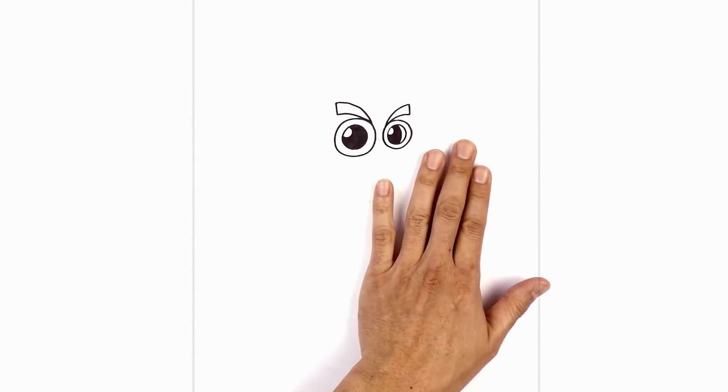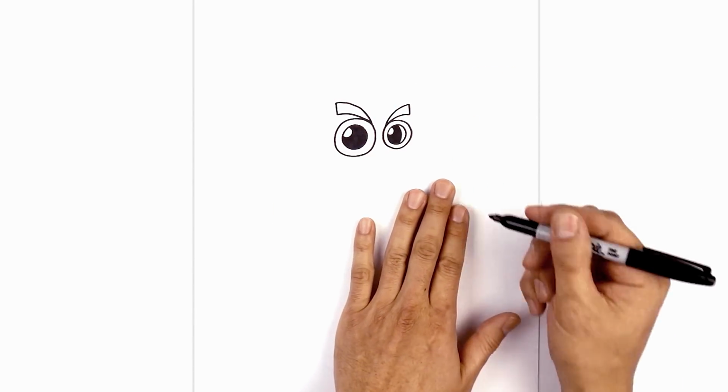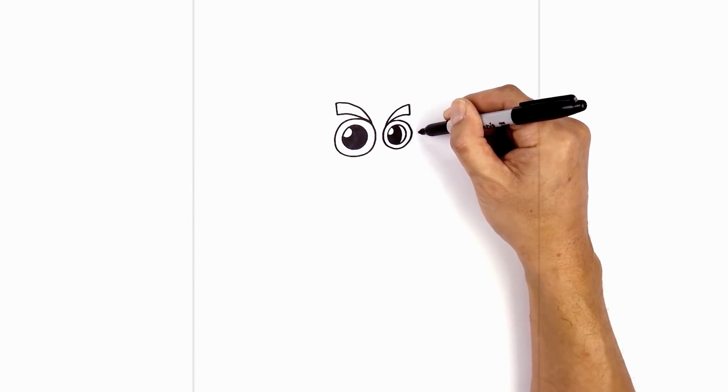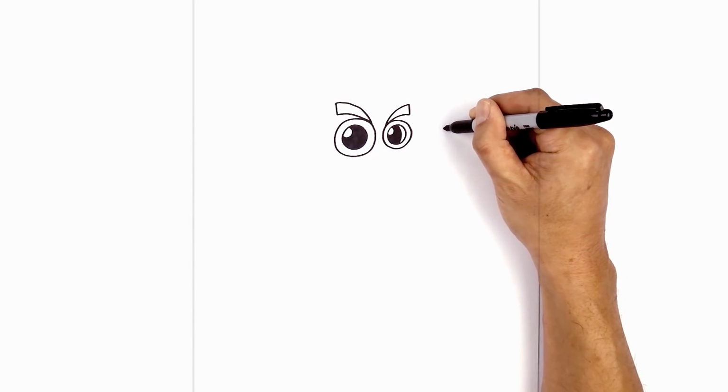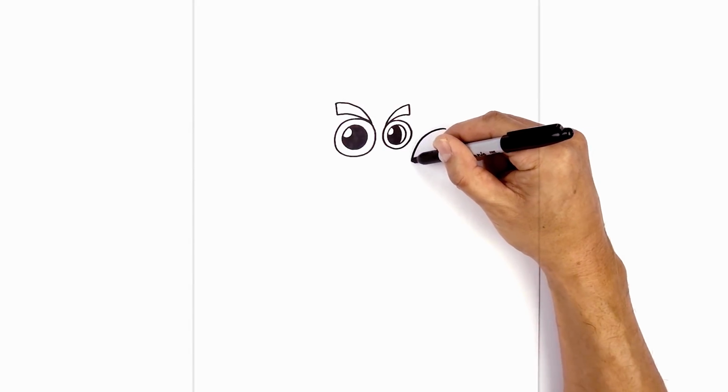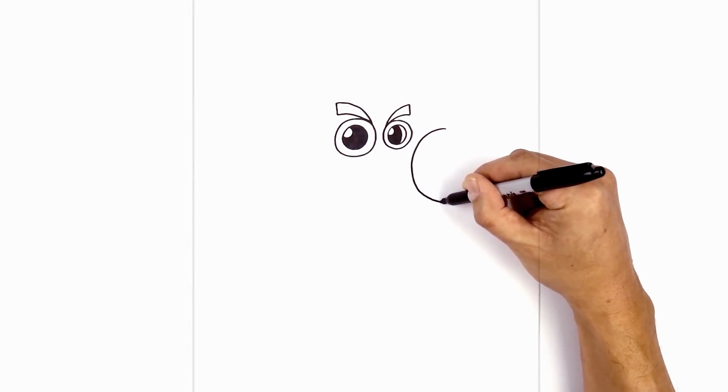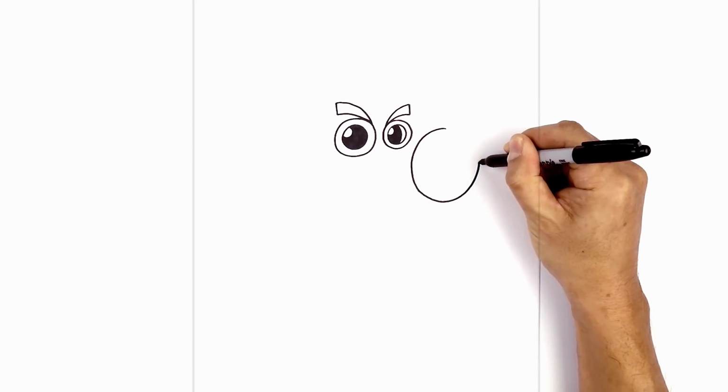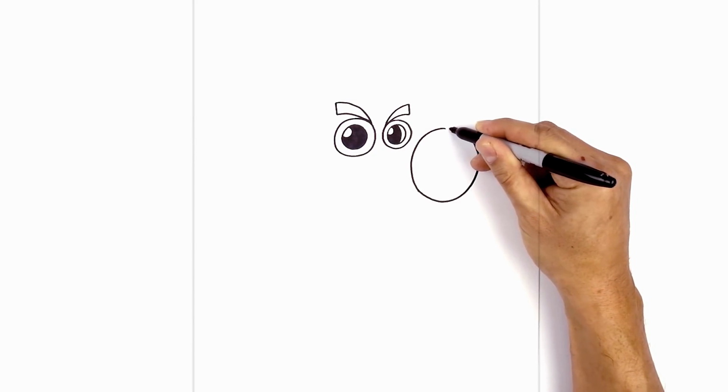Now we're going to continue over towards the right side with the mouth. So we're going to draw a large oval. We start in the center of the eye, we're going to move over towards the top of the mouth and draw that oval. Going around, down towards the bottom, and then back up towards the top.